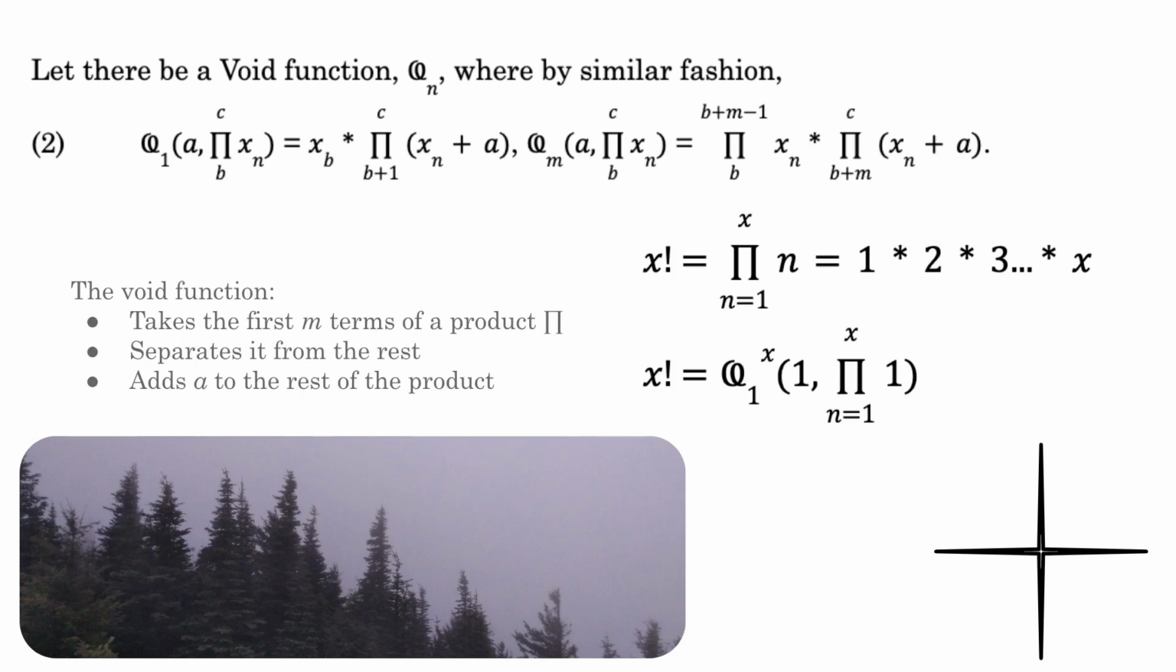An example of the void function being applied is x factorial. It involves the void function being applied x times, hence the exponent. Now we'll get into that in a little bit. Onto a product of all ones, x ones to be exact. Now a equals 1. That means you'll have 1 times 1 plus 1 times 1 plus 1 plus 1, etc. Eventually it goes to x, which makes x factorial.